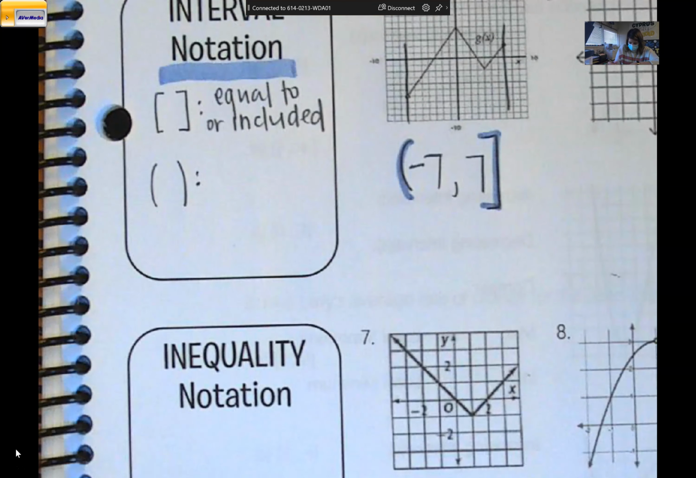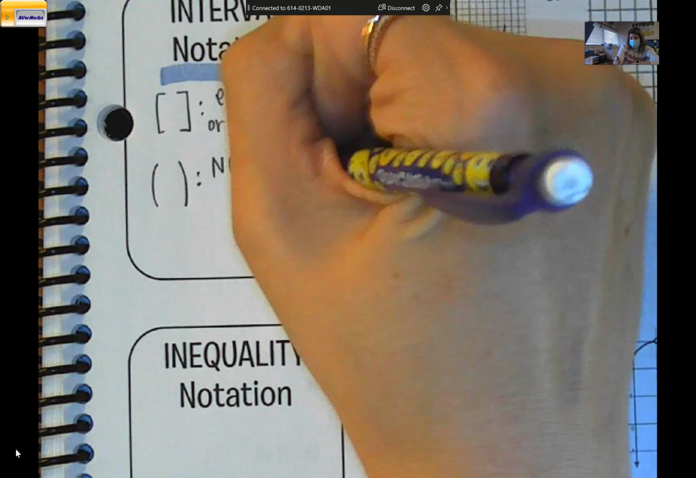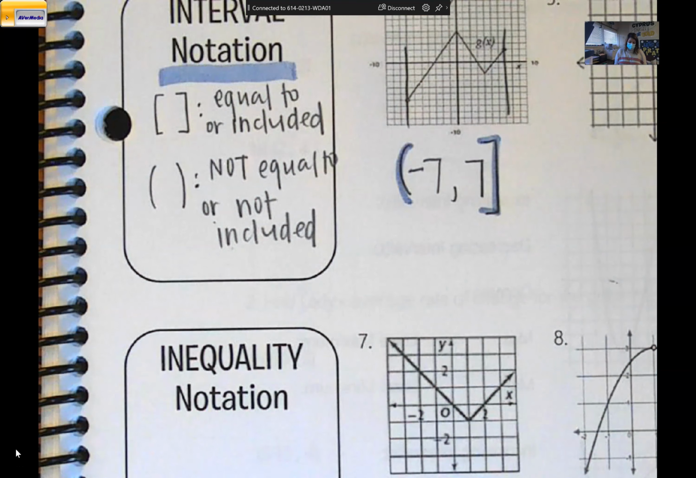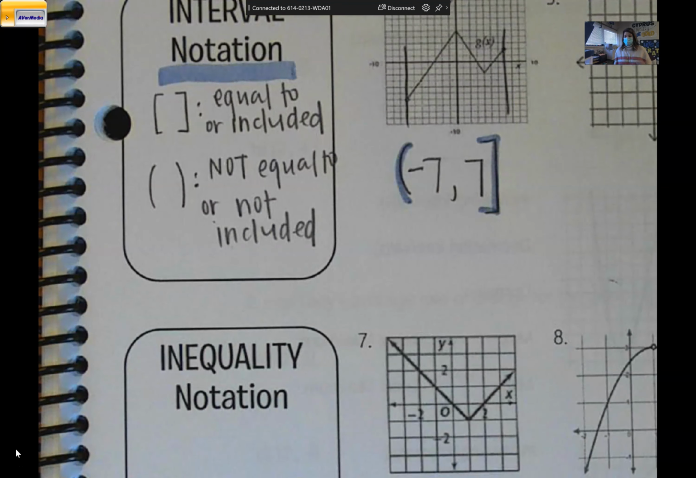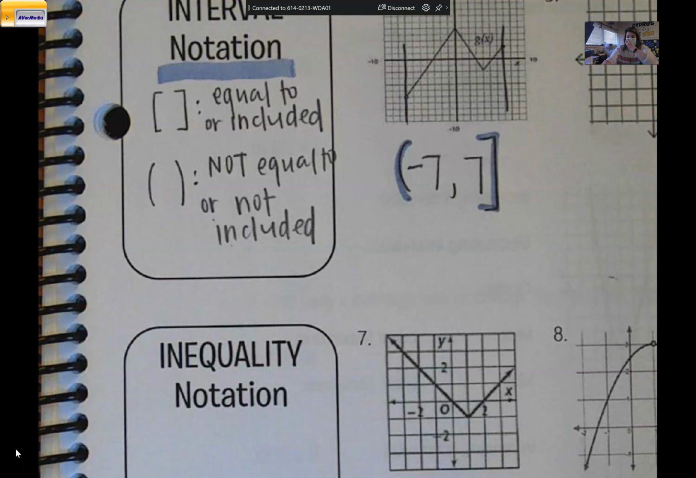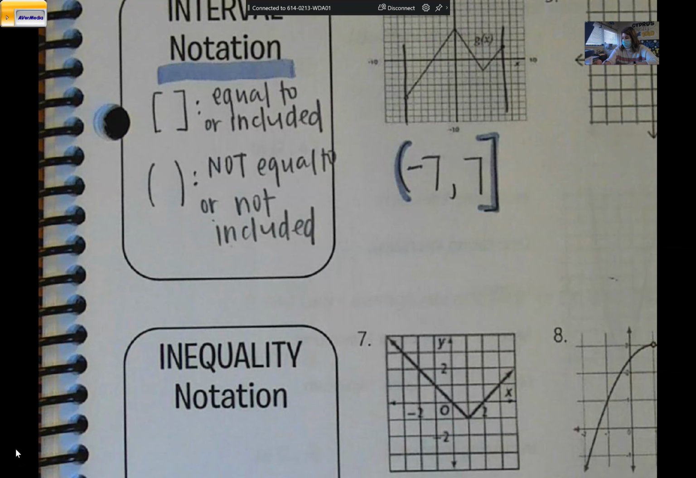Parentheses is not equal to or not included. And you can mix and match them. I'll give you about 15 seconds and then we'll move on to number 5. I have a feeling lots of you guys already have it done though.